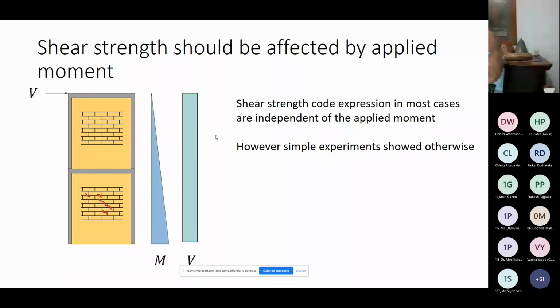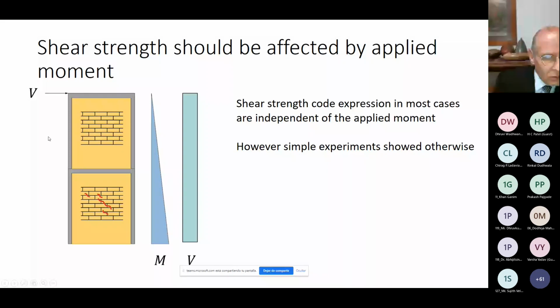But the shear strength code expressions in most cases don't include the flexural moment that is on top of the wall to predict the shear strength capacity of the wall. And we thought that this was odd because some very basic experiments conducted in Peru showed that the moment should affect the shear capacity of the walls. This is the experiment.